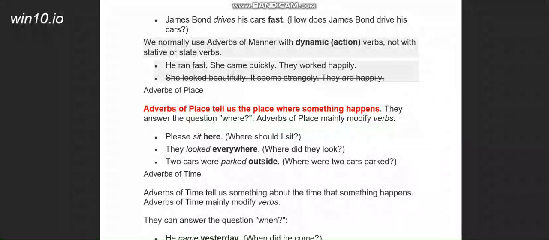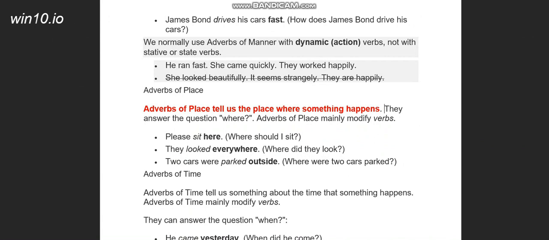Please sit here. So here is the adverb of place. They looked everywhere. Everywhere becomes your adverb of place. Two cars were parked outside. So outside becomes your adverb of place. Whenever the sentence answers the question where, it is an adverb of place.